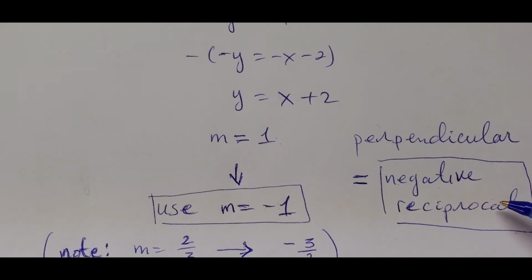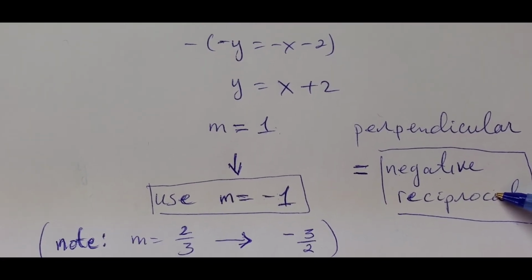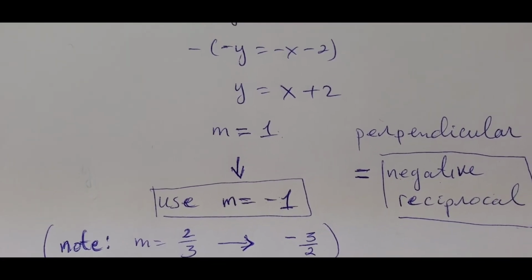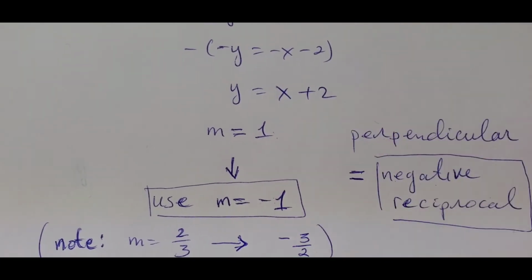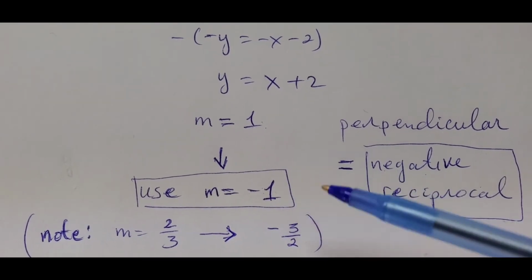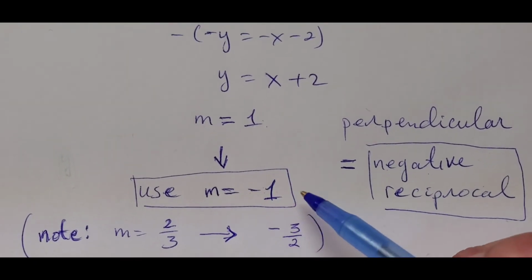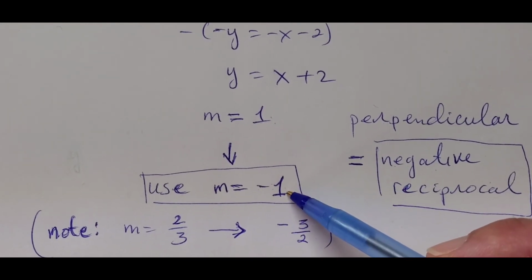The next vocabulary, reciprocal. Reciprocal means you will flip it. And this is what it means to flip. You will do this. You will flip. If you flip the 1, it's still 1. So that is the negative reciprocal for the perpendicular slope.